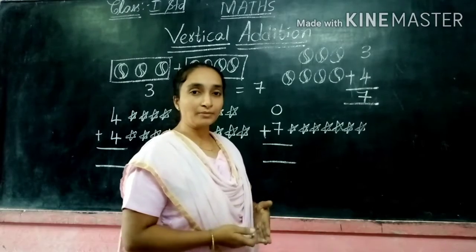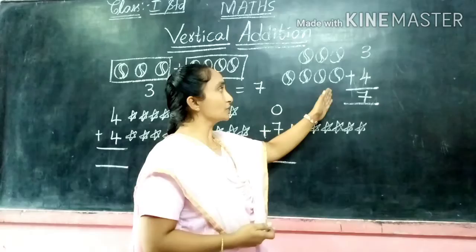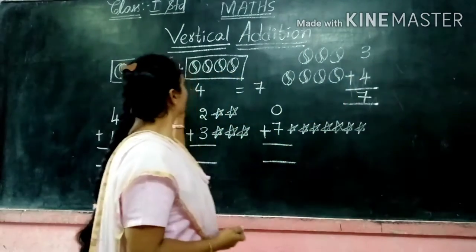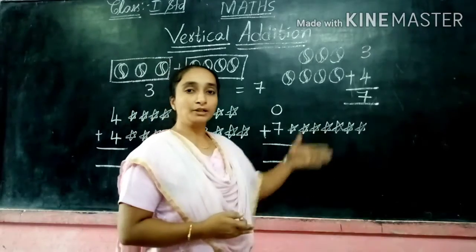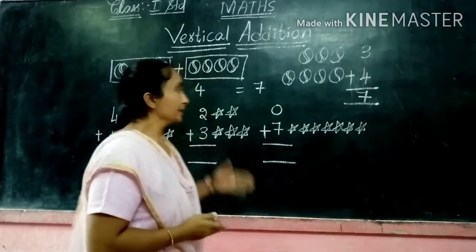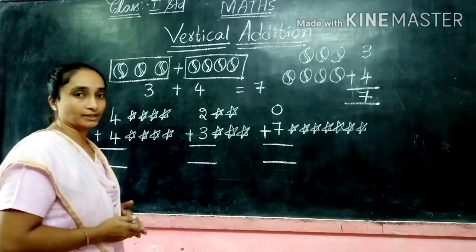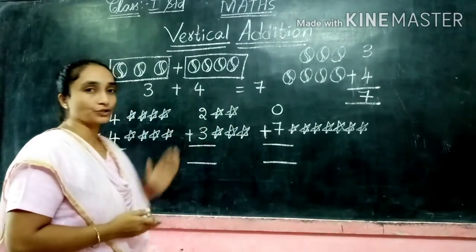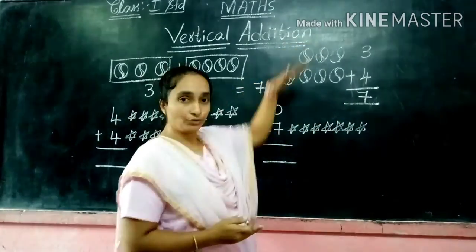If we add the same numbers, the answer remains the same. Let us see, children, here I have written these 3 and 4 only, the same numbers, but I wrote them up and down. In this addition, we are doing the addition from left to right. Here it is up to down.